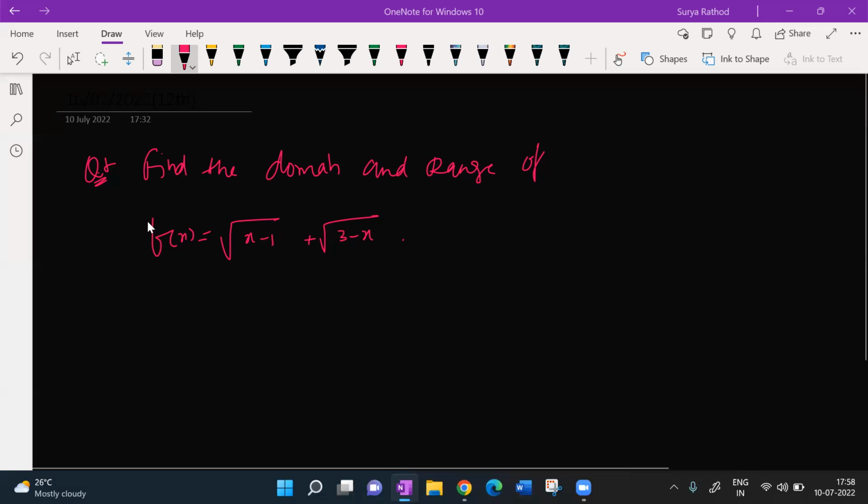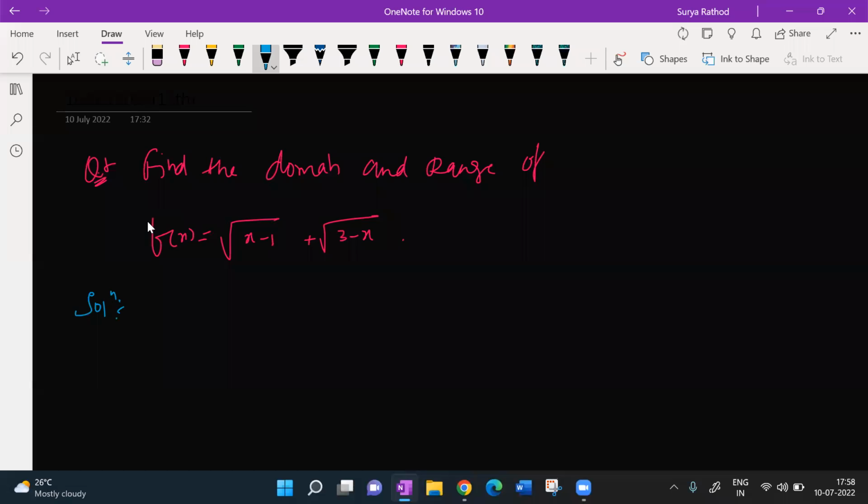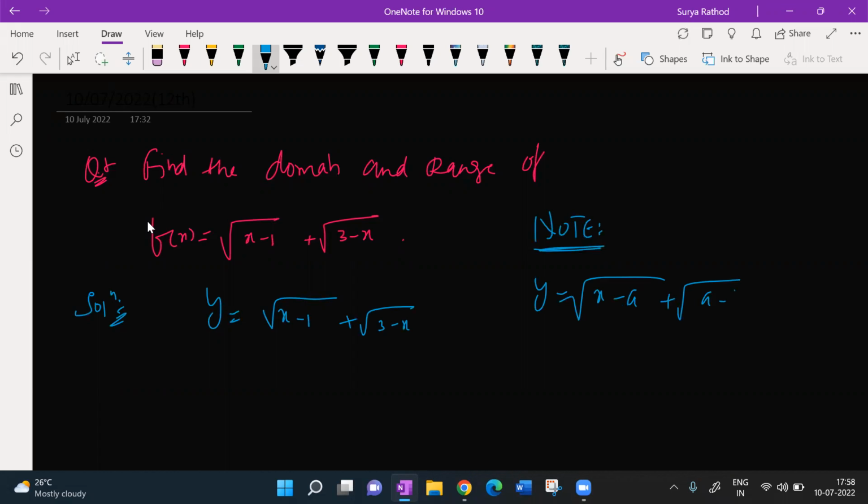Guys, everyone look at the board. See, find the domain and range of this function. This type of question can be, how can you solve this? So what is given is y is equal to square root of x minus 1 plus square root of 3 minus x. So everyone take a note. I'll give you a note here. Whenever you get this type of question, first suppose y is in the form of square root of x minus a plus square root of b minus x.